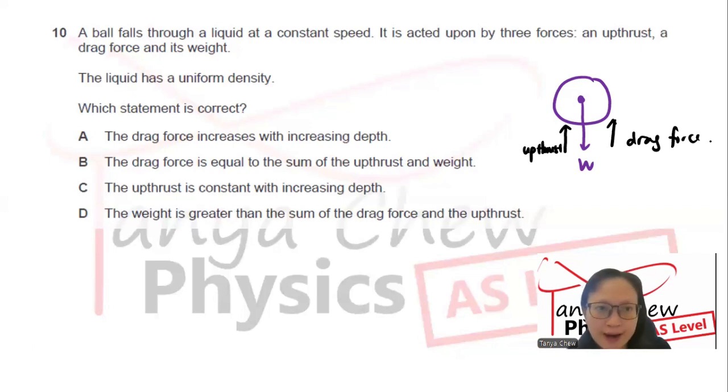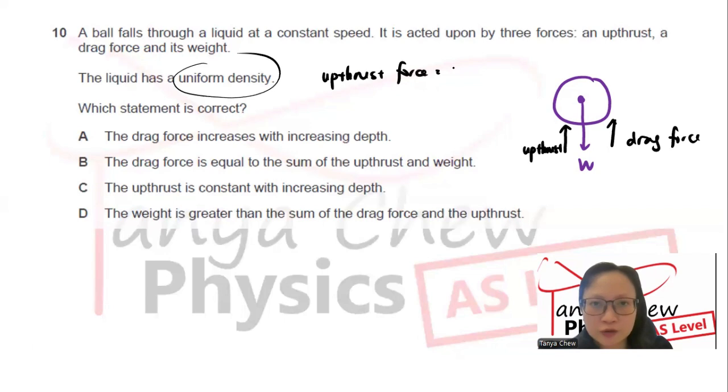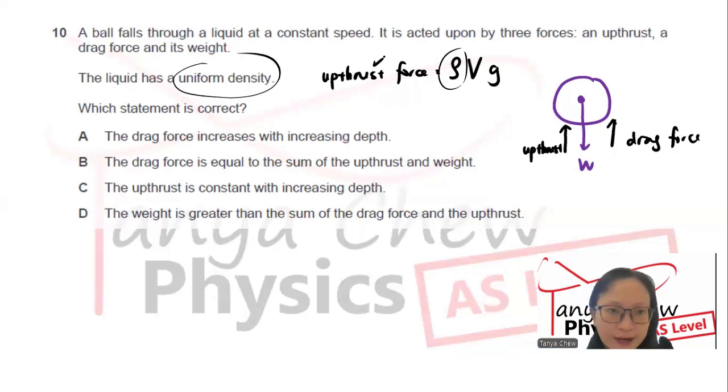So which is correct? Since the liquid has a uniform density, look at upthrust. The equation of the upthrust force is rho V g. Uniform density means the upthrust force is uniform because it is still the same ball, so the volume of the ball is constant. Let us look at A. The drag force increases with increasing depth. No, it is related to the speed of the ball.